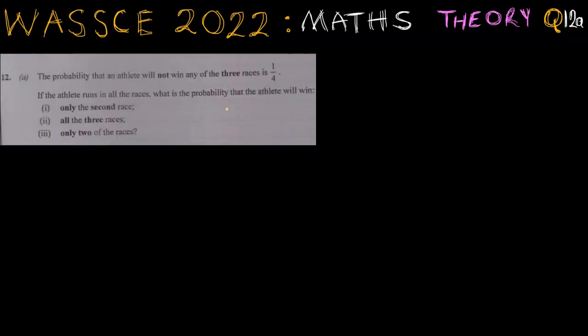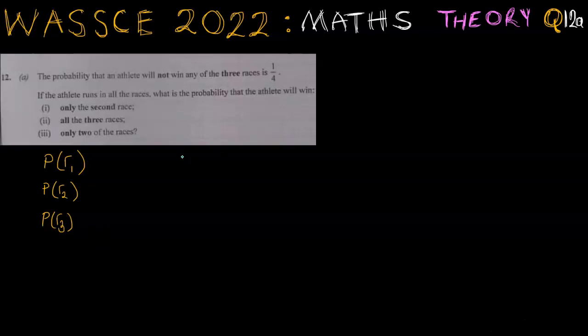Since we are dealing with the probability of winning and not winning, this information here is very crucial. This 1 over 4 is the probability that the athlete will not win any of the three races. Thus, if the probability that the athlete wins is P(R), since we are dealing with three races, P(R1) can represent the probability that the athlete will win the first race. P(R2) will be the probability that the athlete wins the second race, and P(R3) would be the probability that the athlete wins the third race.